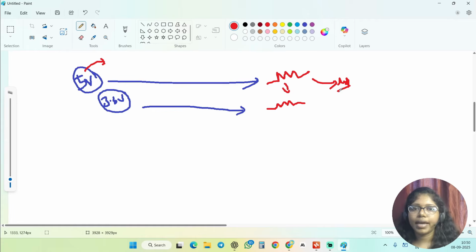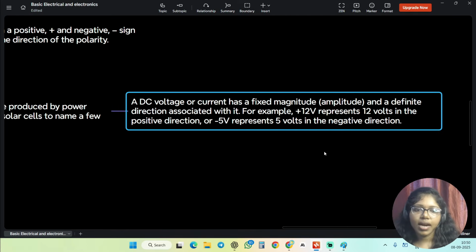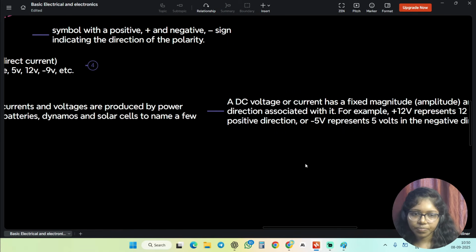It's not like alternating current, so the value will be fixed. If you have 3.3 volt, you can reduce it by using this resistor to drop the voltage and current. Okay, so that is the thing they have mentioned here.